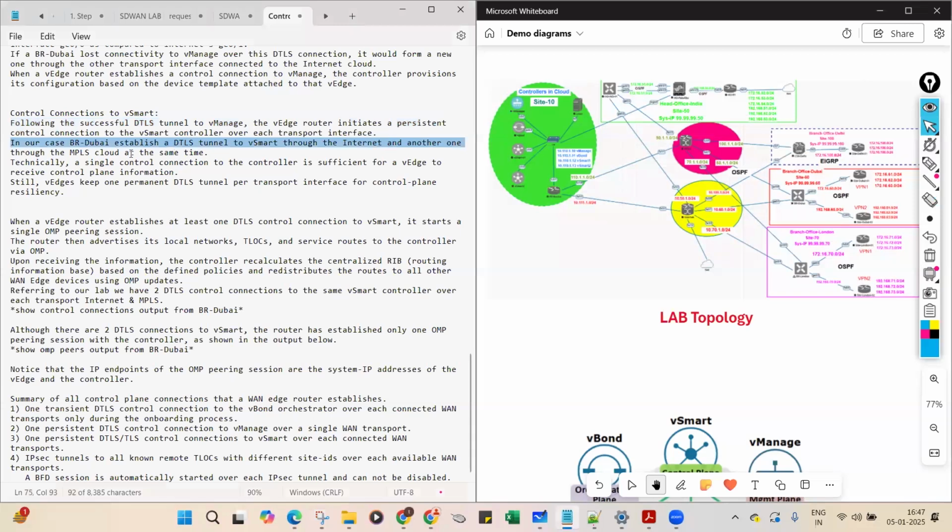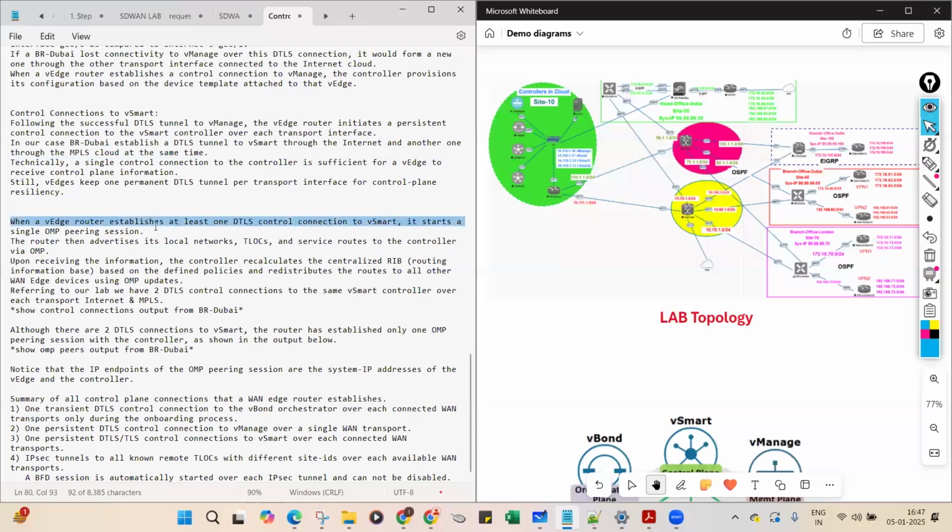In our case, BR Dubai establishes a DTLS tunnel to vSmart through the internet and another one through the MPLS cloud at the same time. Technically, a single control connection to the controller is sufficient for a WAN edge to receive control plane information. Still, the WAN edge keeps one permanent DTLS tunnel per transport interface for control plane resilience.